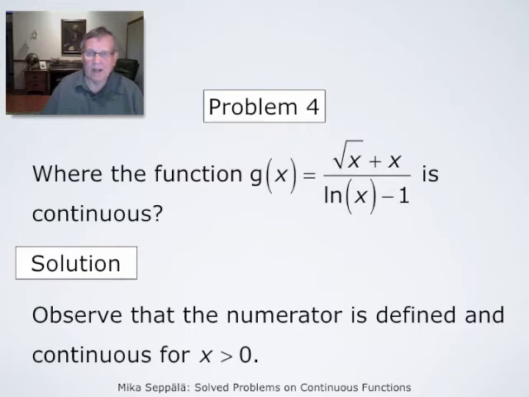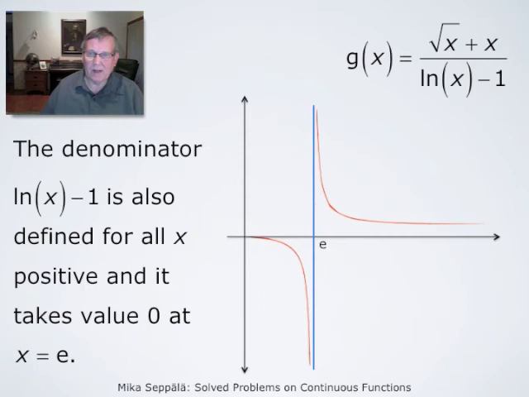Square root of x is not defined for negative numbers of x. So this is defined and continuous when x is greater than 0. The denominator, the lower part, ln of x minus 1, is also defined for all values of x greater than 0, and ln of x minus 1 is also continuous for all values of x greater than 0, but it takes a value 0 at x equals e. e is the basis of natural logarithm.